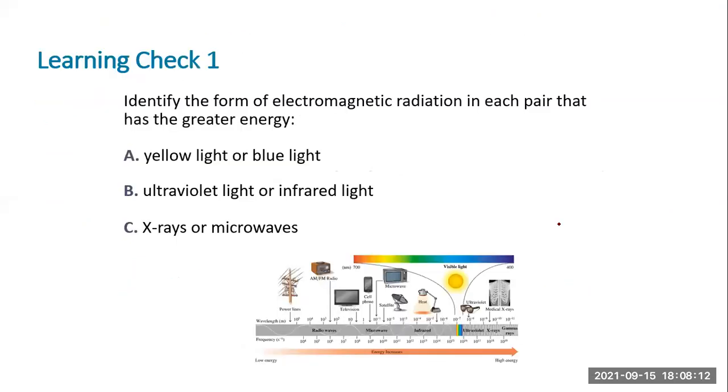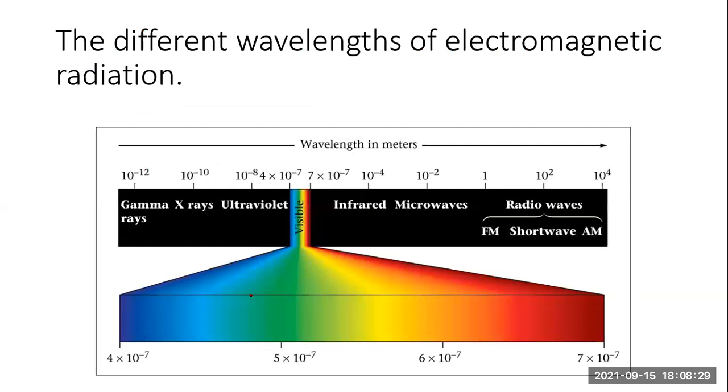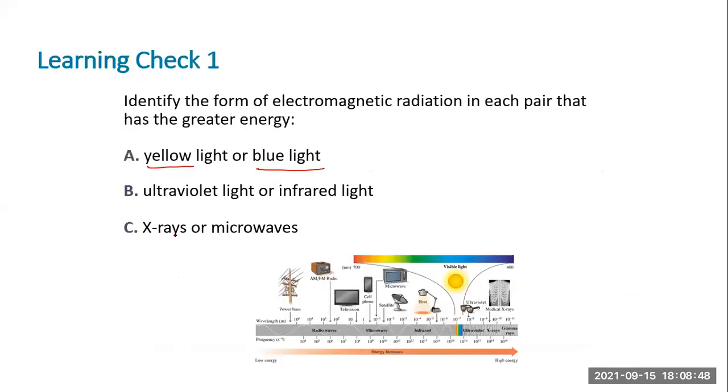Basically the same picture. All right, so identify the form of electromagnetic radiation in each pair that has the greater energy. So again, somewhat questions like this. These are our differences between color. And again, what we would want to look at, for example, we could look here, yellow, which is like in this area between 5 and 6. And it was blue, I believe, right? Which is kind of over in this area. So we see that the shorter wavelength is with the blue light, which would mean it has higher energy.